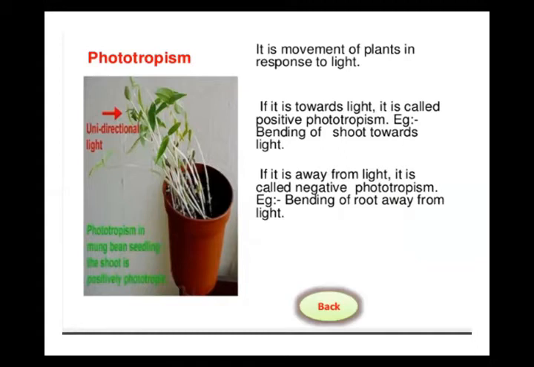movement. Photo means towards the light. It is the movement of a plant in response to light. If the plant moves towards the light for the preparation of food, they are finding the sunlight. This type of movement is called phototropism.